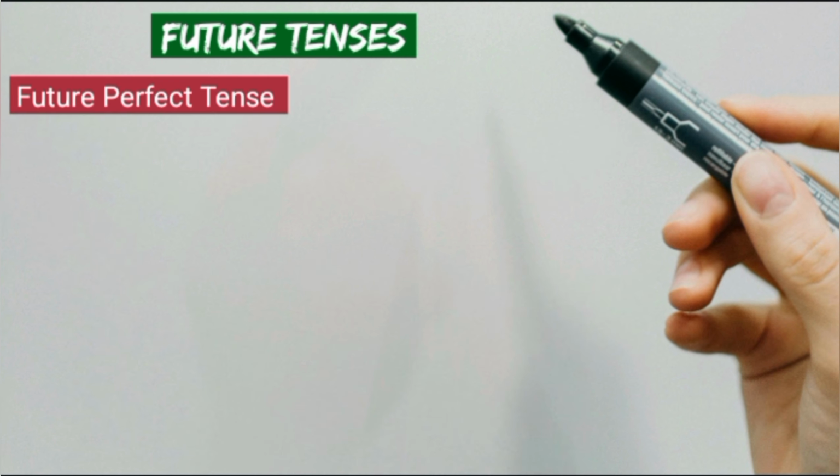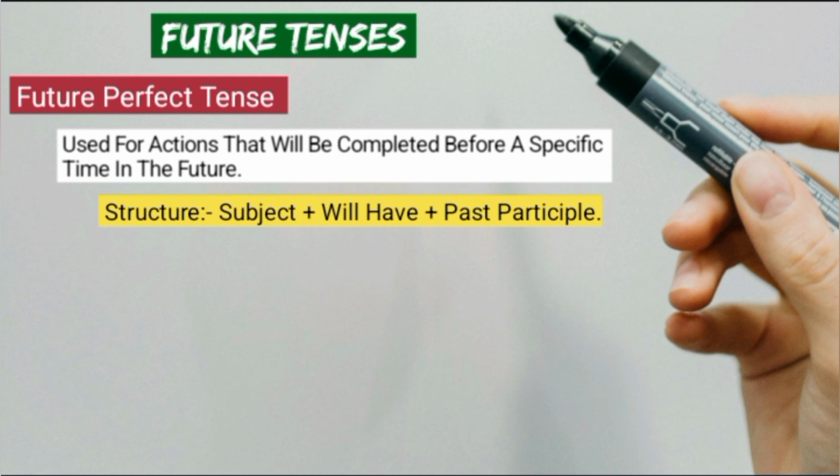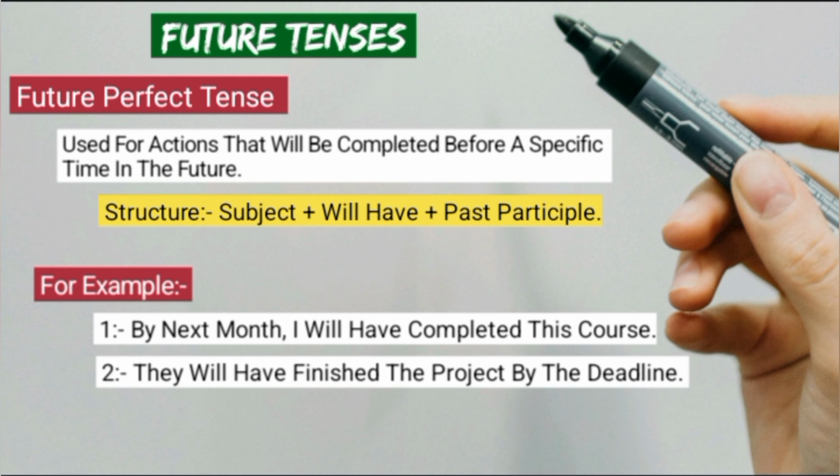Number 3 is future perfect tense. Future perfect tense is used for actions that will be completed before a specific time in the future. The structure is very simple: subject plus will have plus past participle. For example, by next month, I will have completed this course. They will have finished the project by the deadline.